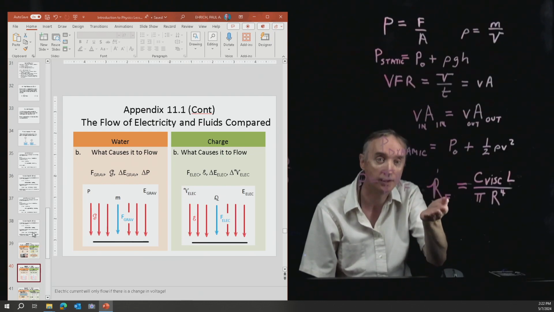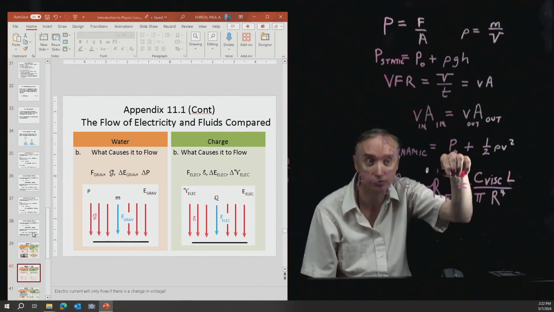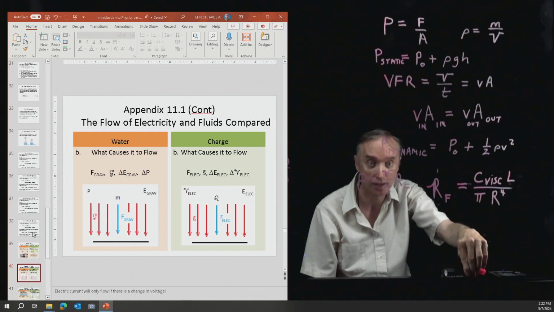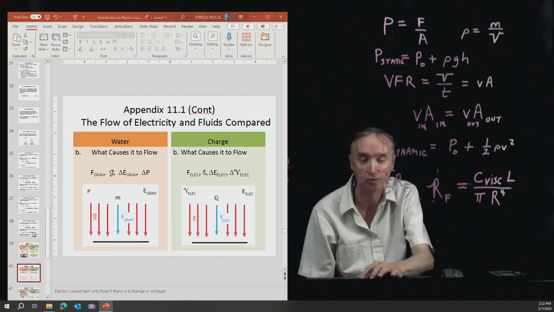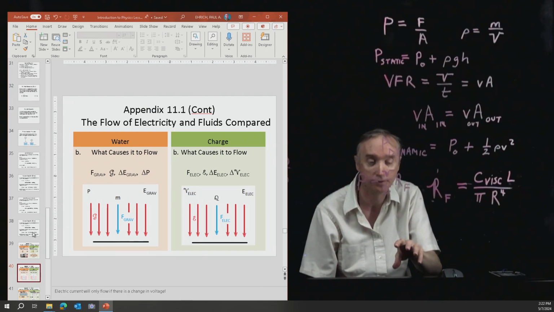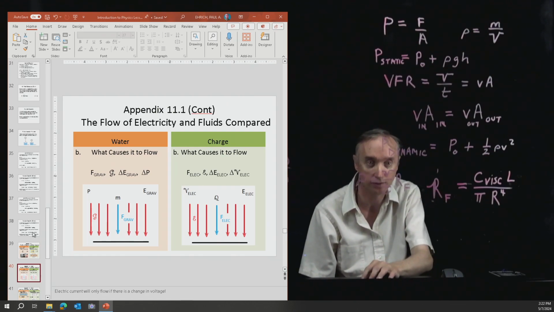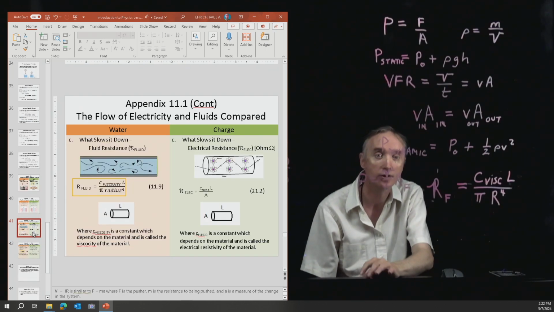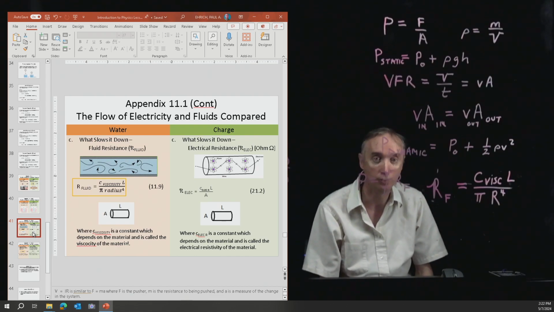Similarly with electricity, it wanted to go from high voltage to low voltage, and then also it was in an electric field. But the point is, pressure is the thing that causes fluids to flow, and voltage is the thing that causes electricity to flow. Okay, then, what is it that slows down the flow of a fluid?